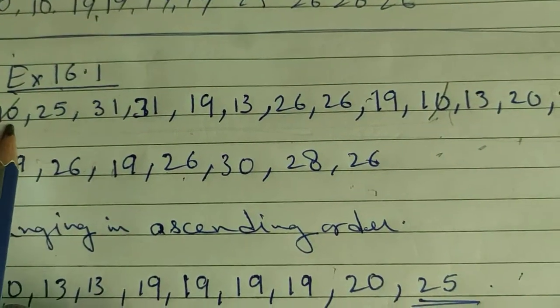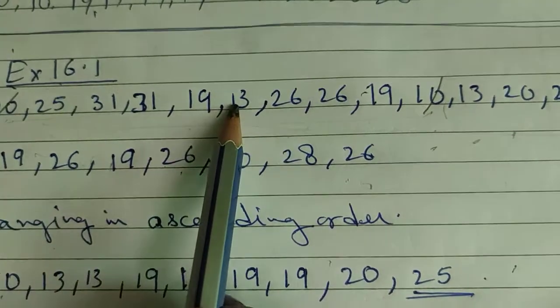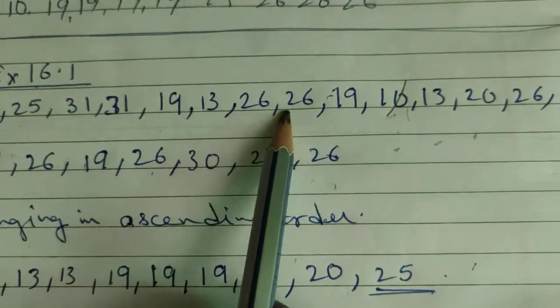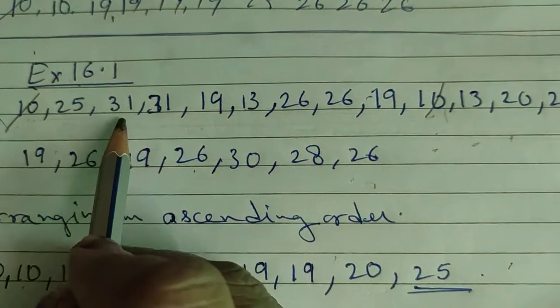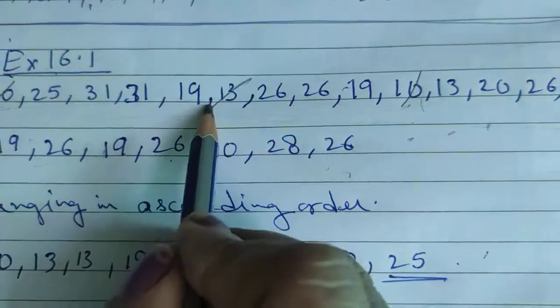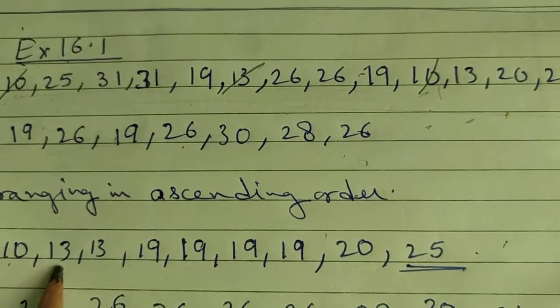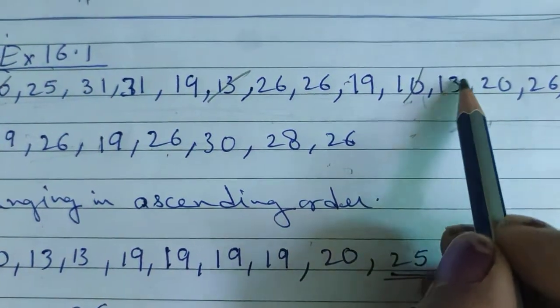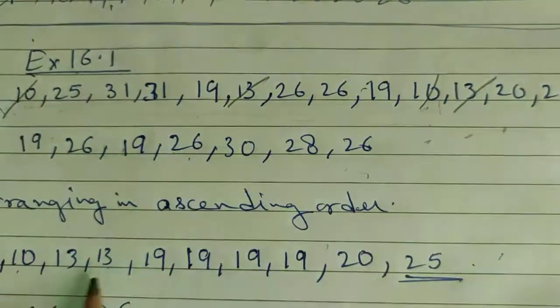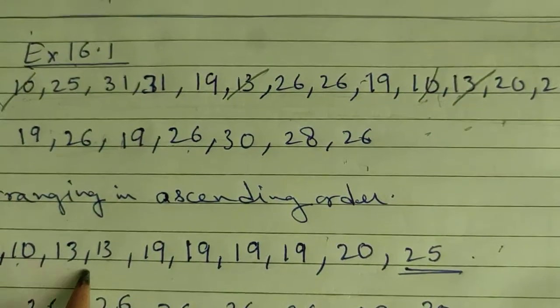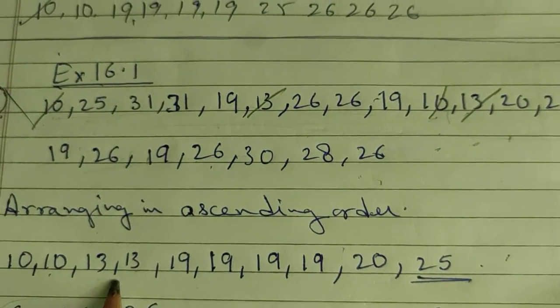Then you see, after 10, which is the smallest number? You find here it is 13. Let's see if there is any other number smaller than 13. No. So here we have 13. Cancel this 13, write 13 here. Again one more 13, cancel this 13, write 13 here. Do it simultaneously, meaning when you are cutting it, write it down here. Otherwise you will get it wrong.